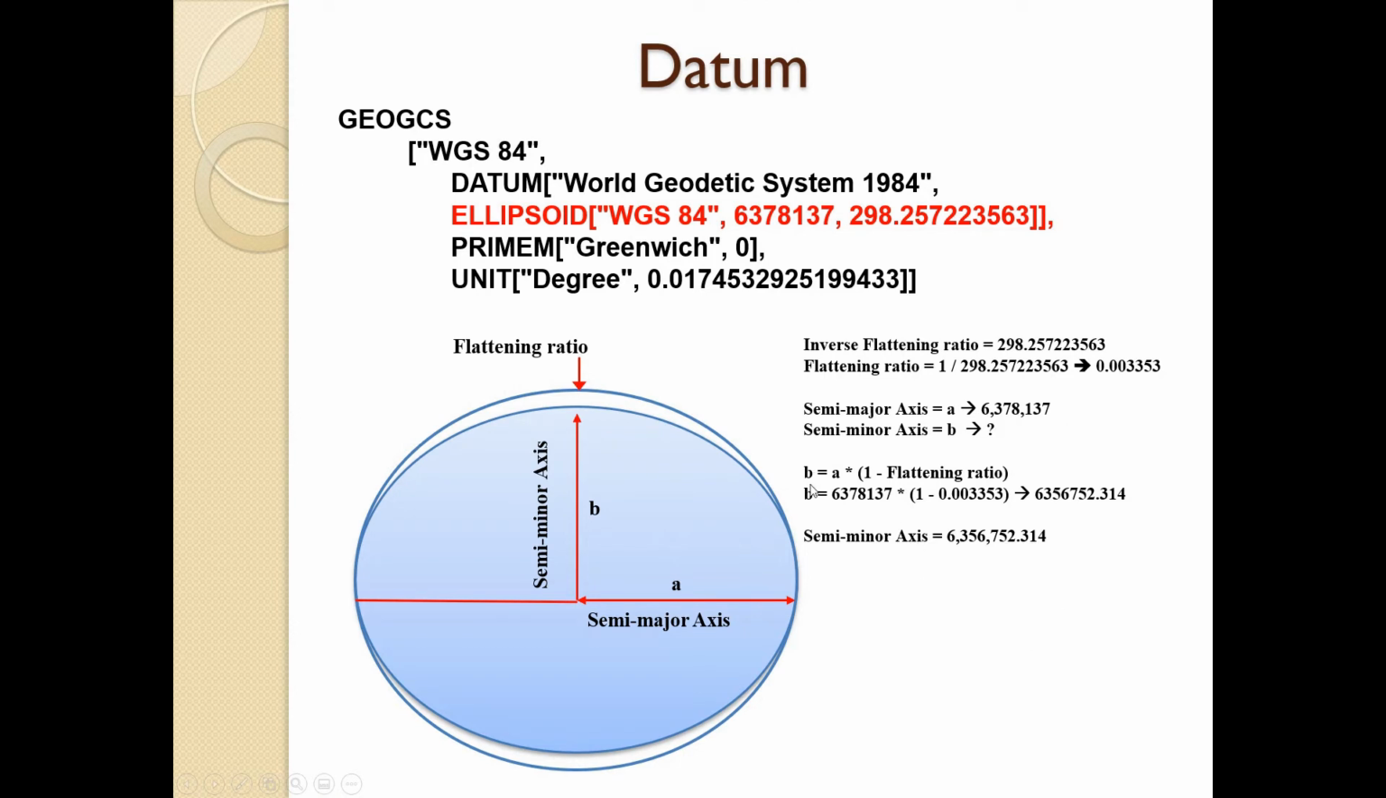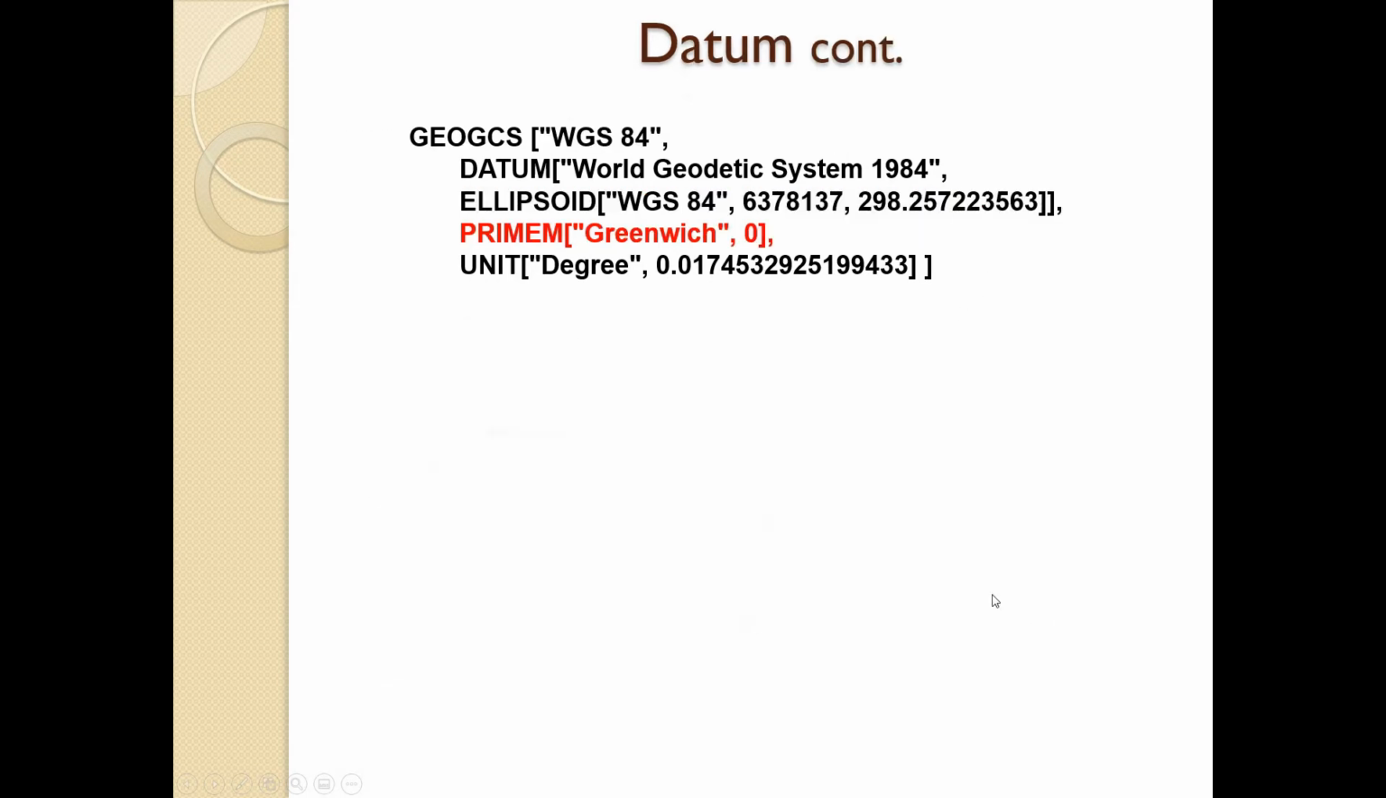So what we can say is, to find B, which is this distance, we'll take A, the distance of A, times 1 minus the flattening ratio. And when you do that, you end up with this 6,356,752.314 number that we explained. And that's how you can make sense out of these numbers inside this ellipsoid.